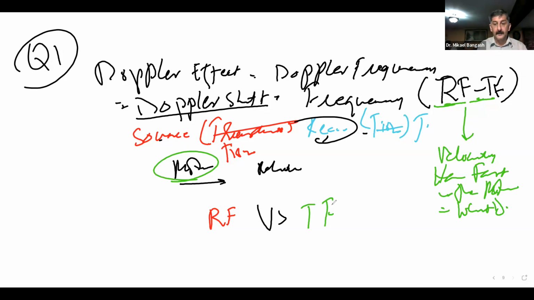And we said that the direction could either be positive or it could be negative. Now we had a positive Doppler shift if your reflected frequency was greater than the transmitted frequency. And vice versa.